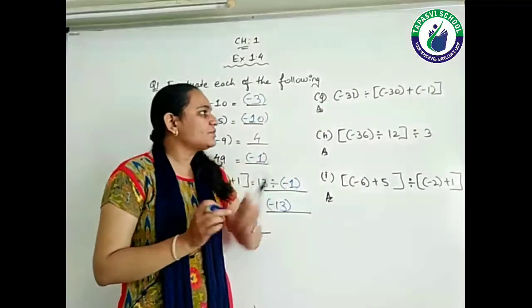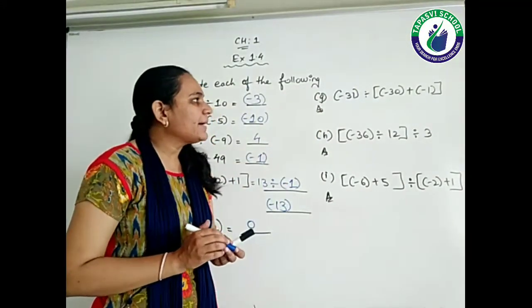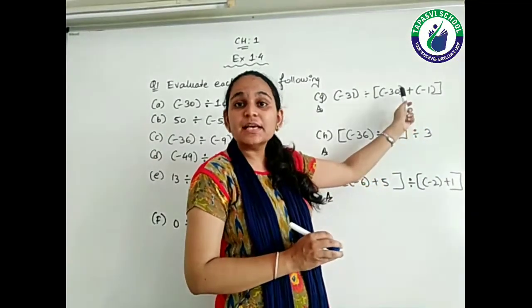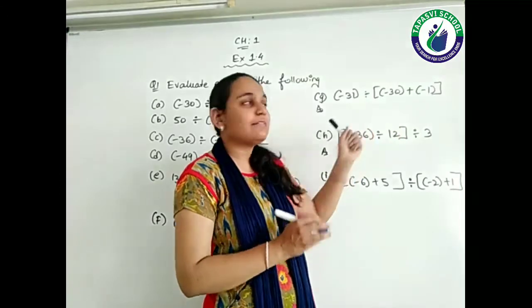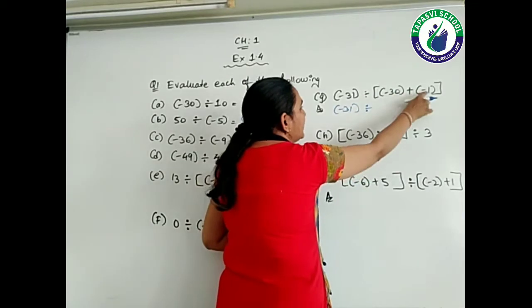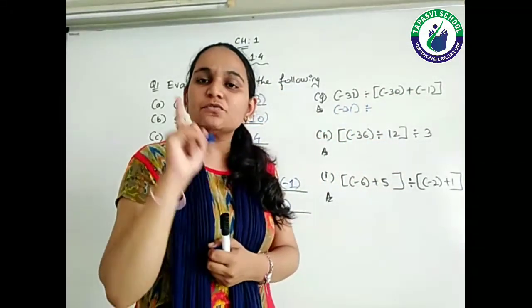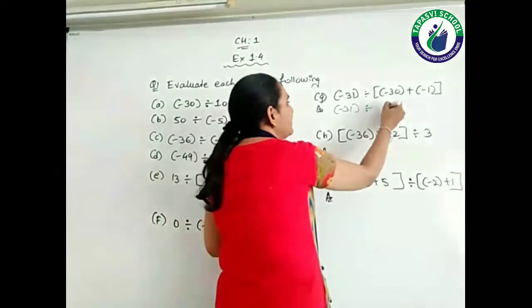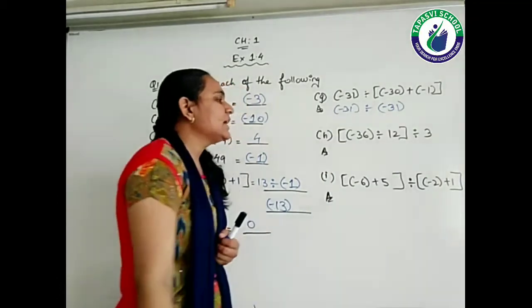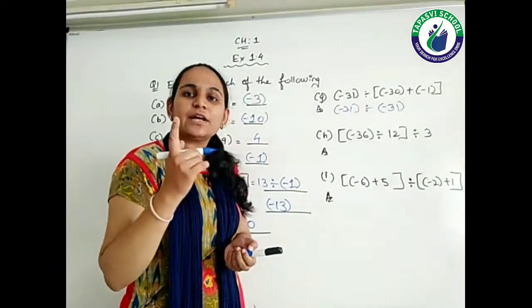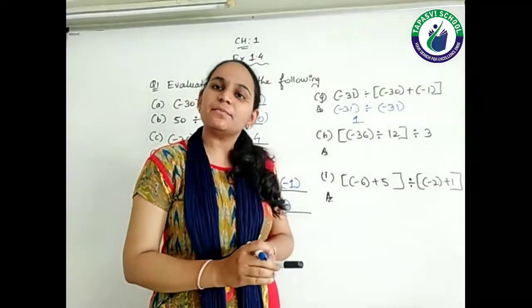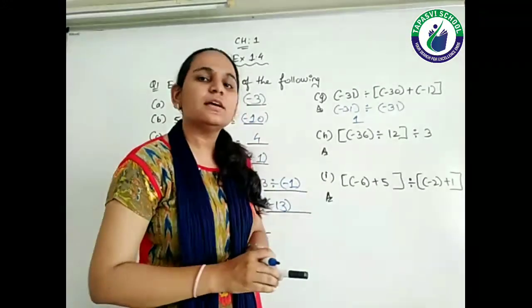Next one, students, going to G1. Minus 31 divided by minus 30 plus minus 1. That means first I need to solve this. First we need to give importance to this, then we can divide. So first I am solving this, students. Minus 30 and minus 1, both are negative numbers, so we will be adding them. So 30 and 1 is 31, and both are negative numbers, so the 31 will also have the negative sign. Now 31 divided by 31 gives 1. Both are negative numbers, so the answer will be positive.